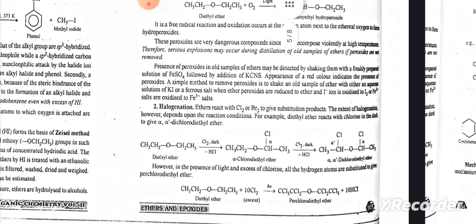Halogenation. Ethers react with Cl2 or Br2 to give substitution products. The extent of halogenation, however, depends upon the reaction conditions. For example, diethyl ether reacts with chlorine in dark to give alpha,alpha'-dichlorodiethyl ether. However, in the presence of light and excess of chlorine, all the hydrogen atoms are substituted to give perchlorodiethyl ether.